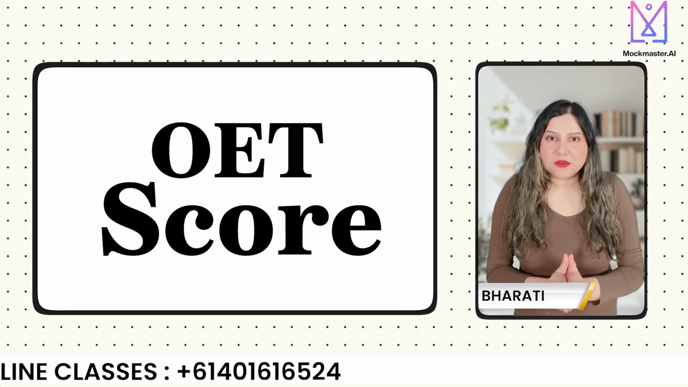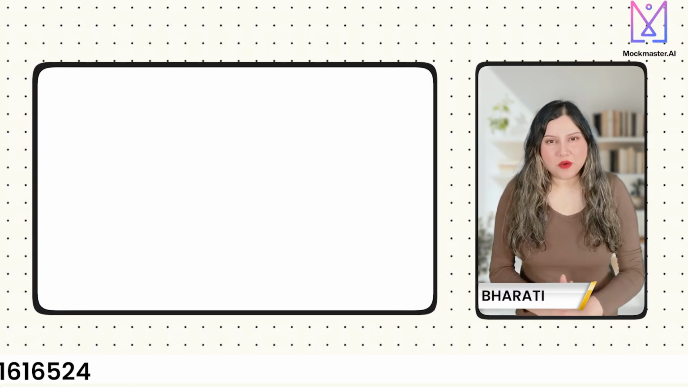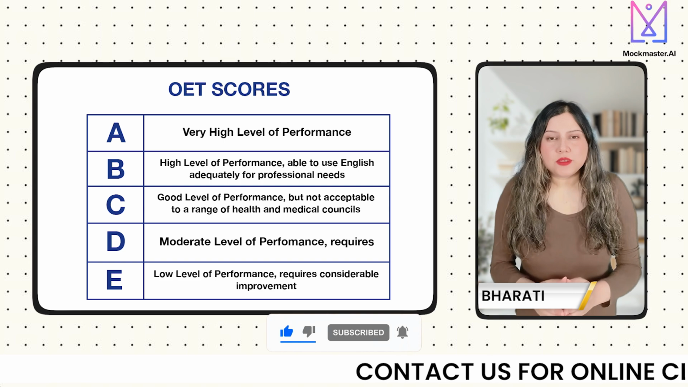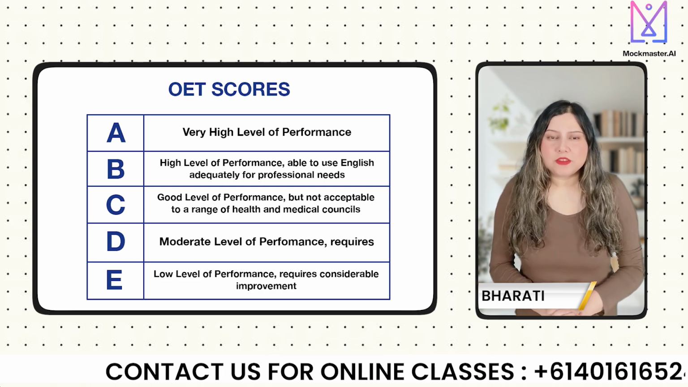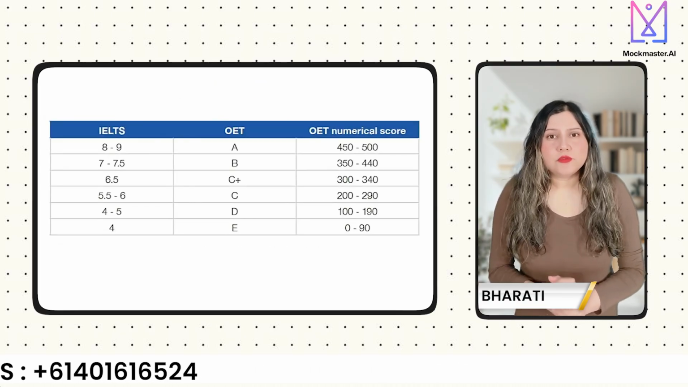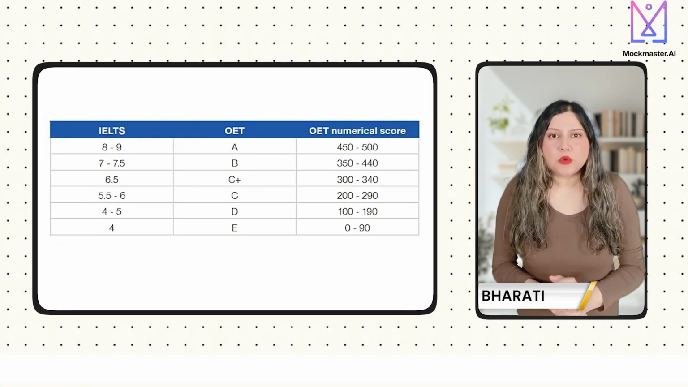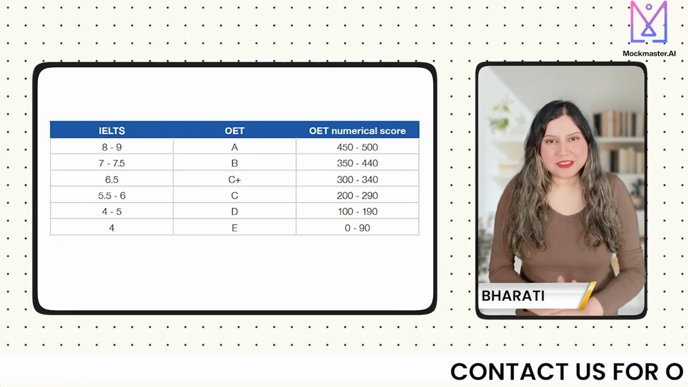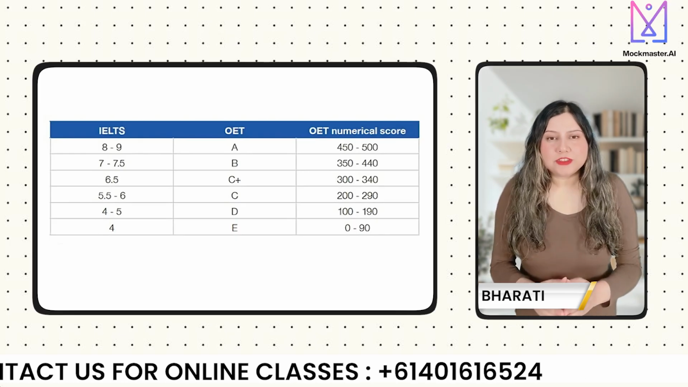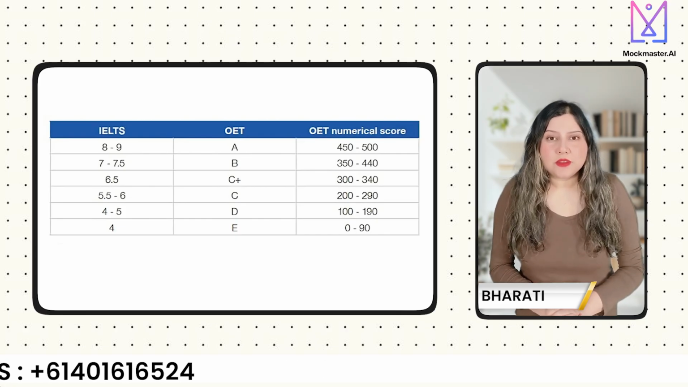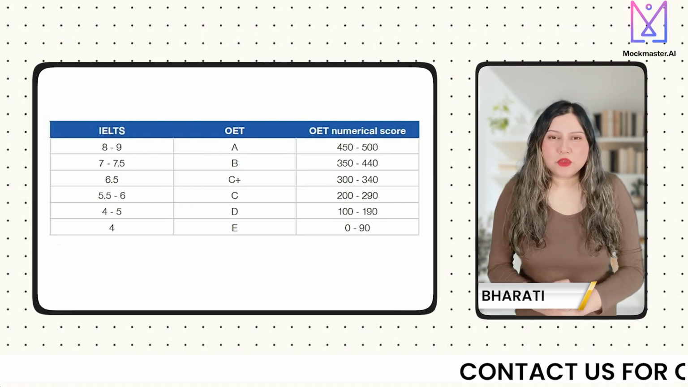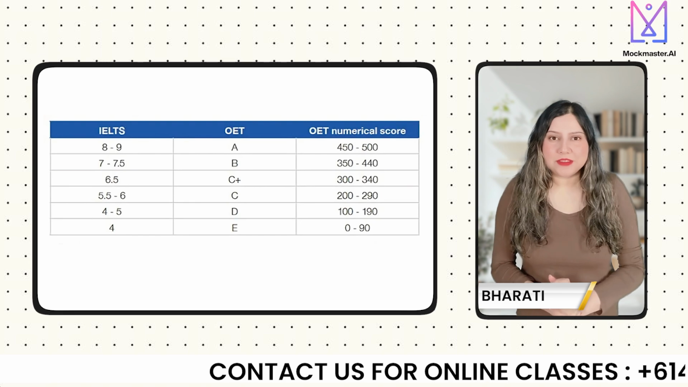Now, let's talk numbers. How exactly is the OET scored? According to the official OET website, your performance is graded on a scale from 0 to 500, with grades ranging from A to E. Here's how OET scores are interpreted. A, 450 to 500, indicates high proficiency, showing you can communicate fluently and accurately in a healthcare setting. B, 350 to 440, represents effective communication. This is the most commonly accepted benchmark for professional registration. C+, 300 to 340, shows a good level of understanding, though you might need some improvement when handling complex interactions.